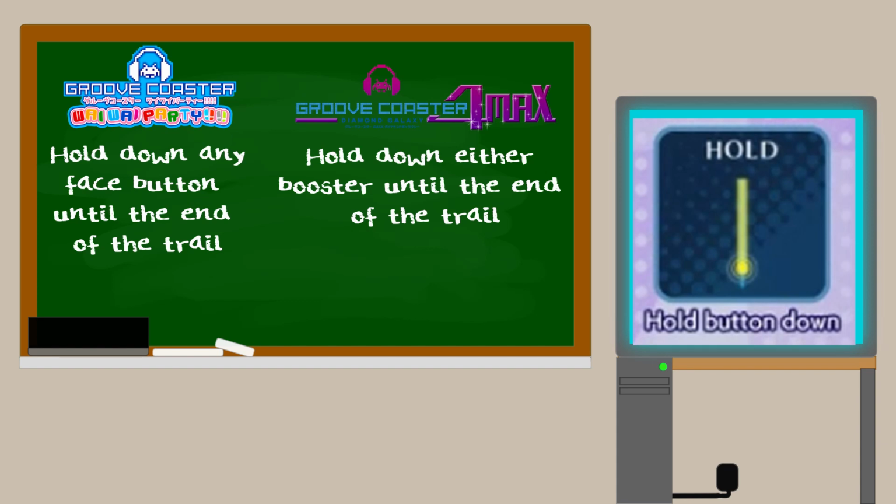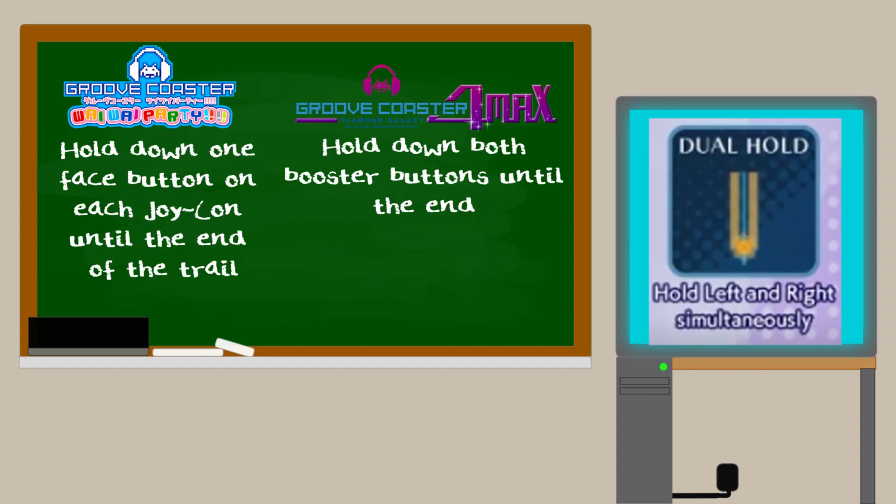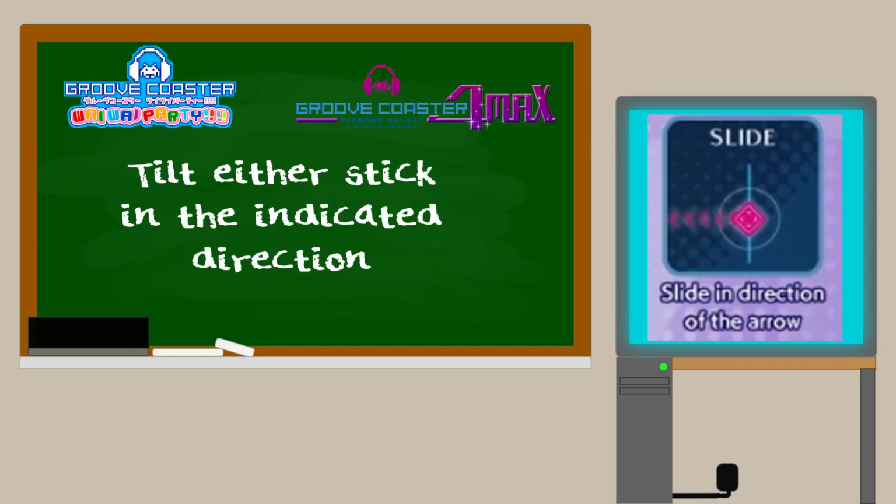The third one we're going to go over is the hold note, exactly like it sounds like, just hold either booster button or any face button down until the end of the trail attached to it. Relatedly, there's the dual hold, which is literally just a critical that you hold down. So just keep each side pressed until the end of the trail. After that, now is when we start using the sticks.